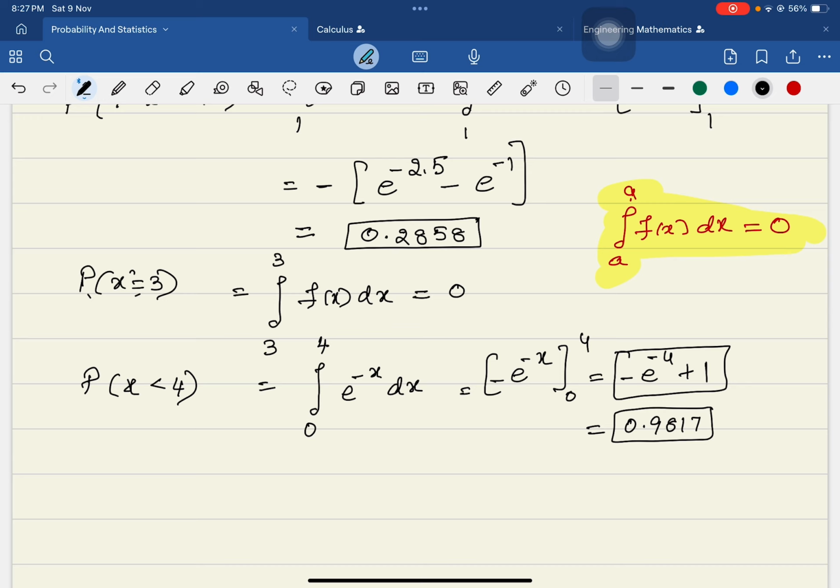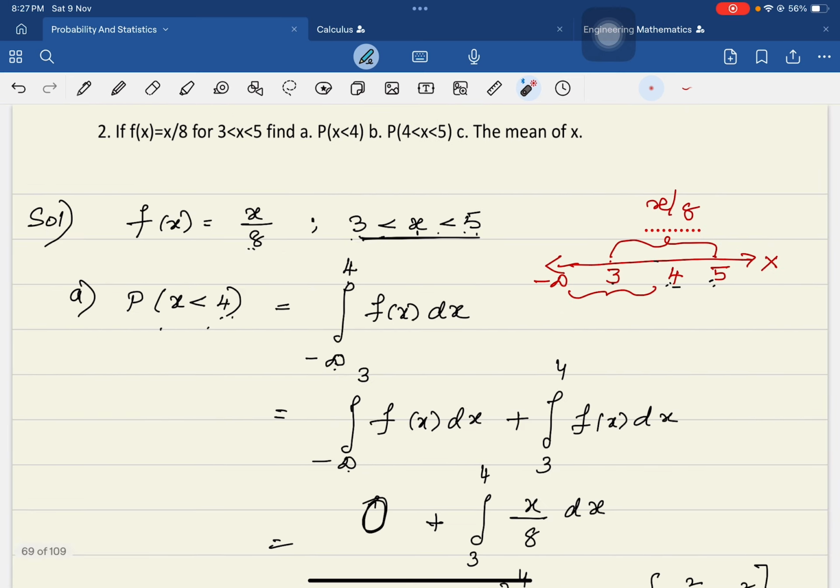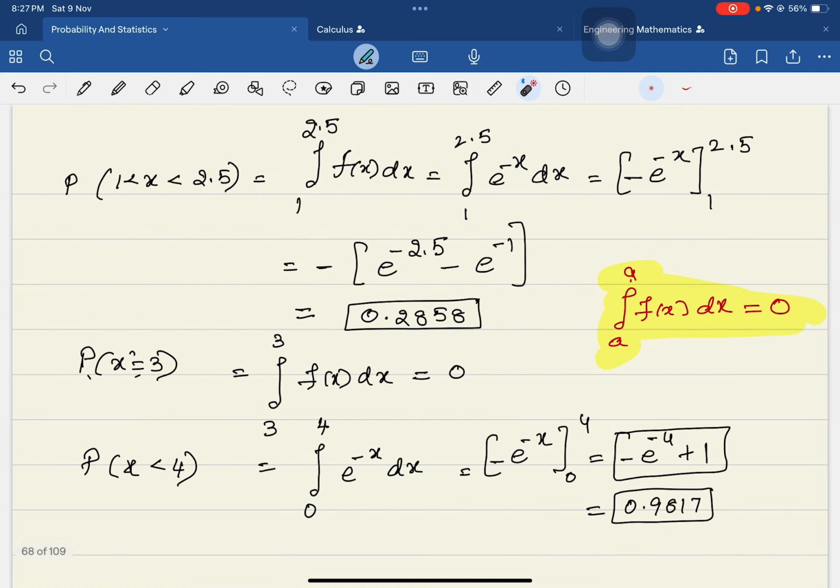Then for the probability of x less than 4, you need the integral from 0 to 4 of e power minus x dx. Substitute the limits and you will get the answer. Is that clear? Now you are able to understand how to solve the mean and the probability of the region between 1 and 2.5. I hope it's clear. Thank you.